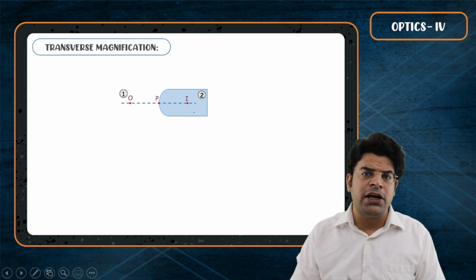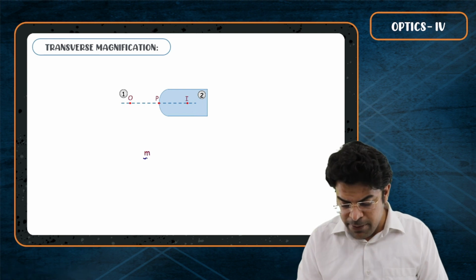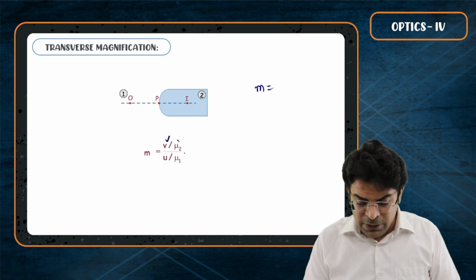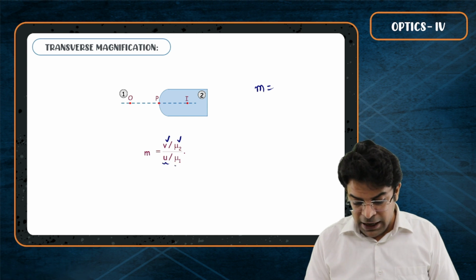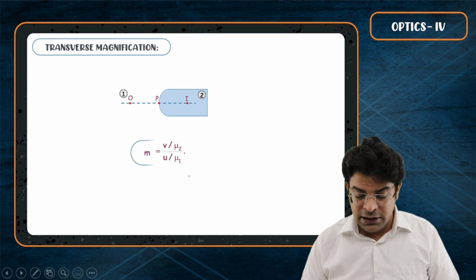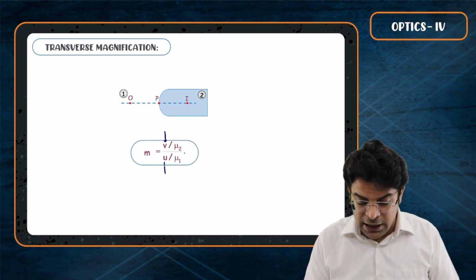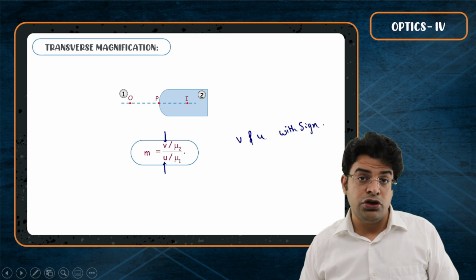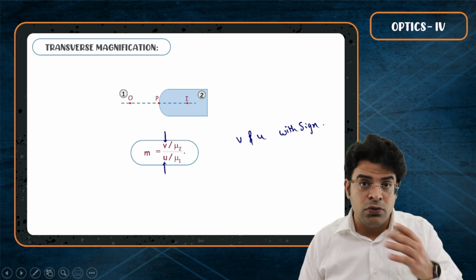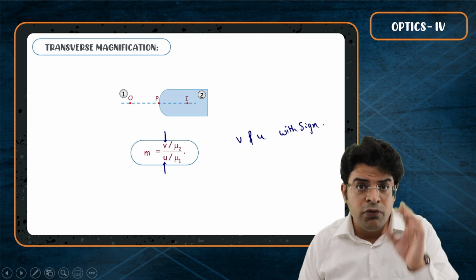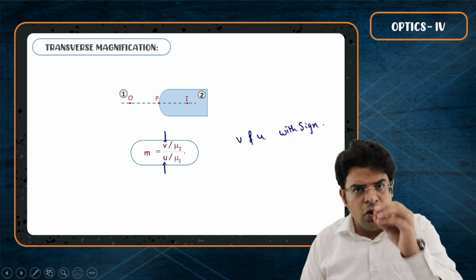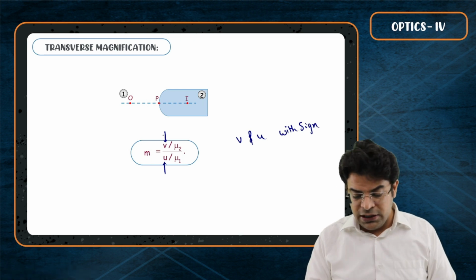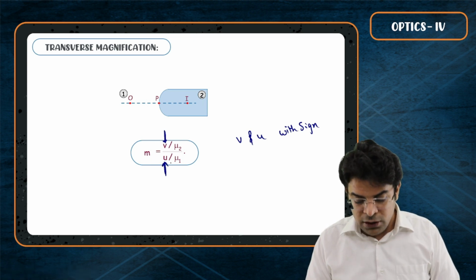So the magnification formula goes like M equals to V by mu2 upon U by mu1. And do understand that here you must substitute V and U with sign. Sir, do we have to substitute mu1 and mu2 with sign as well? They do not have any sign. Mu1 and mu2 represent refractive index. They are always positive, right? So here you need to substitute V and U with sign.